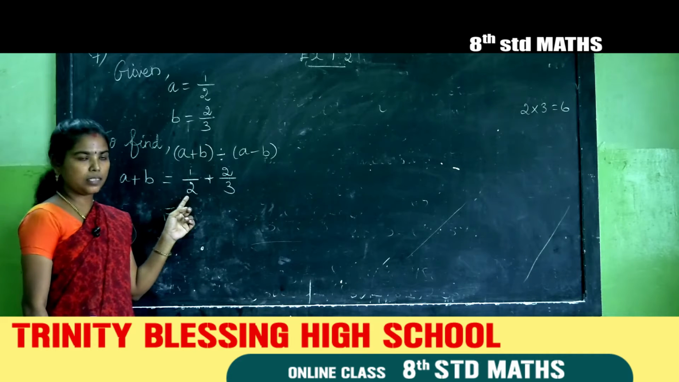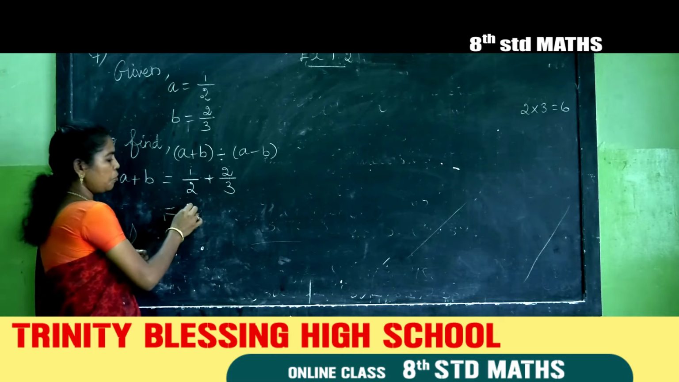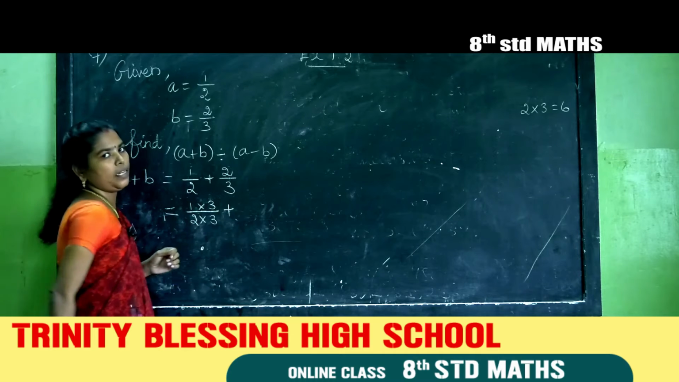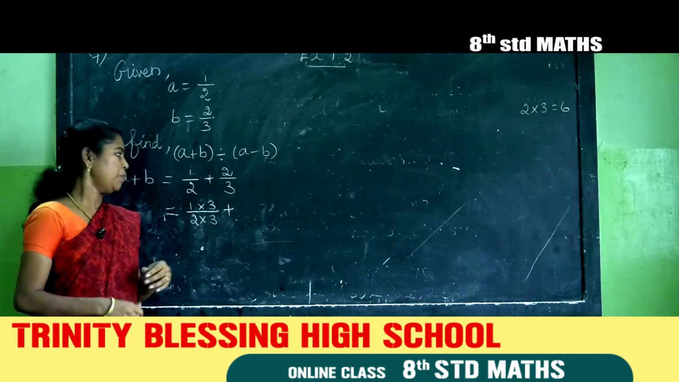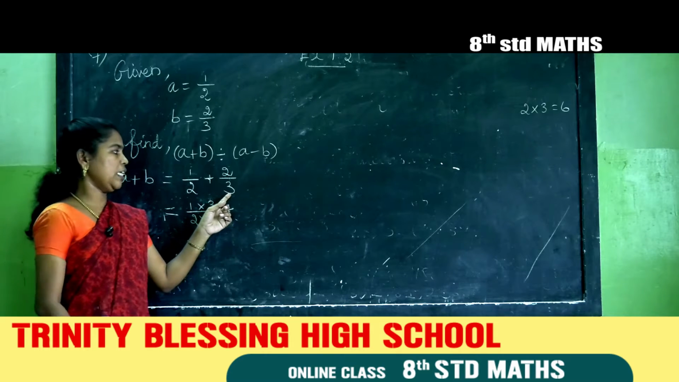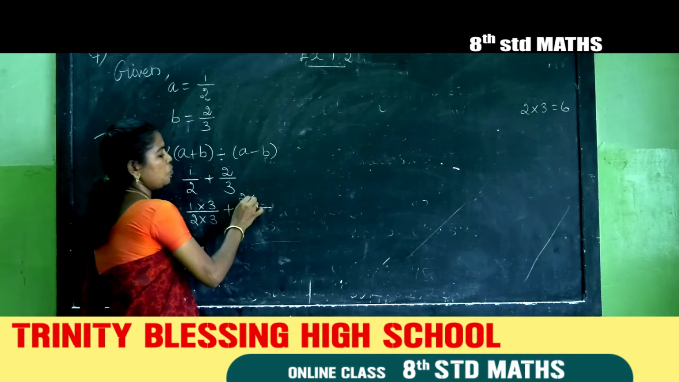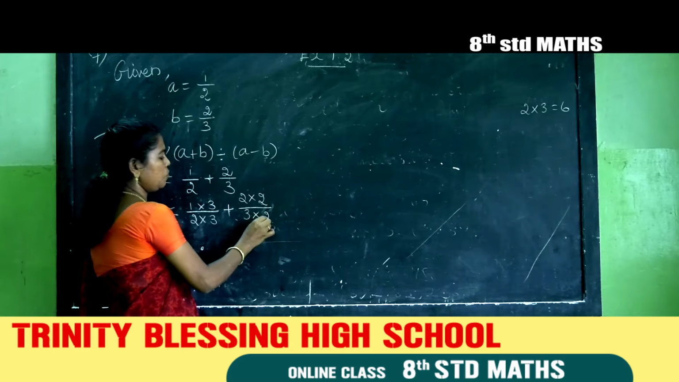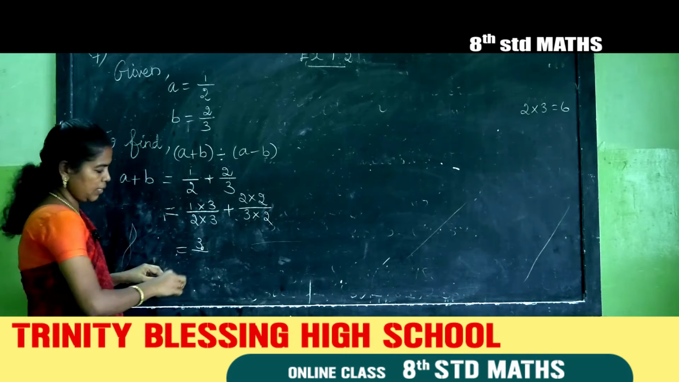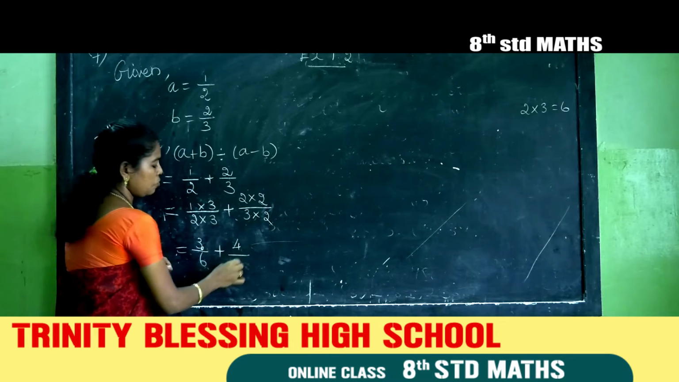Now the first one is 1 by 2. Here the denominator is 2. How many 2s are 6? 3 2s are 6. So we have to multiply this rational number by 3, both numerator and denominator. Then only the value will not be changed. Next 2 by 3. Here the denominator is 3. How many 3s are 6? 2 3s are 6. So we have to multiply this by 2. So 2 into 2 by 3 into 2. Now 1 3 is 3 by 2 3s are 6 plus 2 2s are 4 by 3 2s are 6.